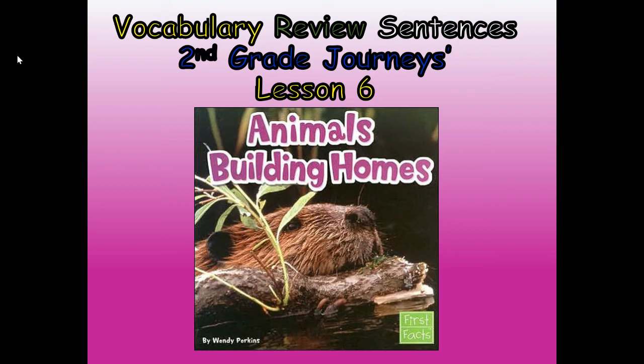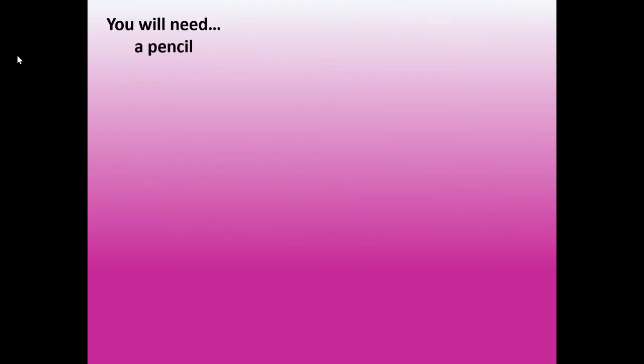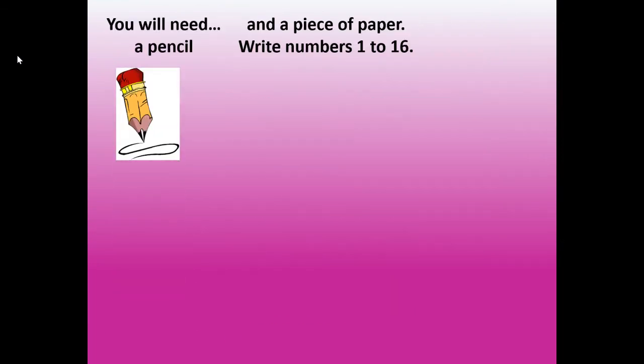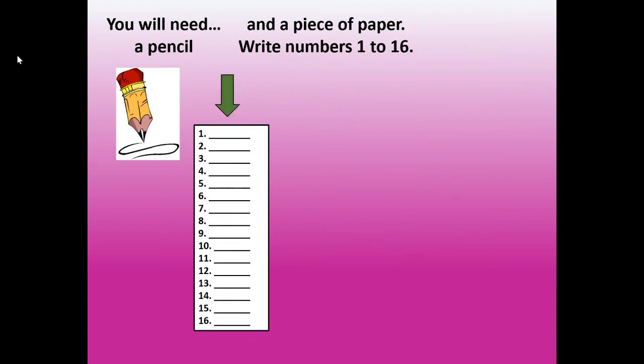Today we're going to do the vocabulary review sentences for second grade Journeys, lesson 6, and our anchor text is Animals Building Homes. For this lesson, you will need a pencil and a piece of paper, and you're going to write your numbers 1 through 16 because you're going to write each of the vocabulary words correctly for each of our 16 sentences or slides, and each of the vocabulary words are going to be practiced twice because there's 8 targeted vocabulary words for Animals Building Homes.